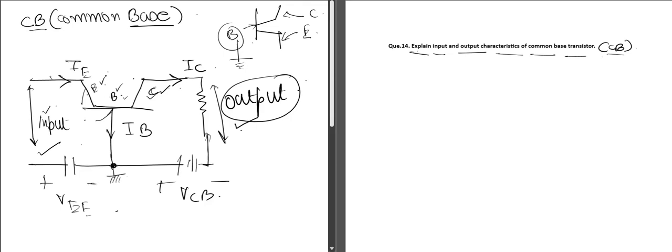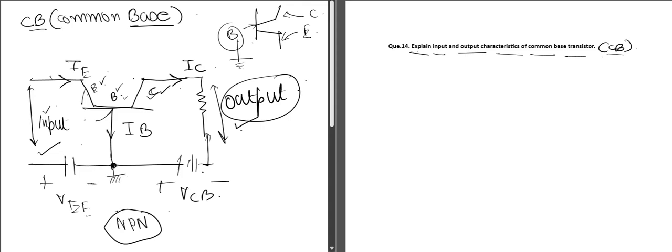Okay, so this is the NPN transistor configuration of CB mode. The input is given between the emitter and the base terminal, and the output is taken from the collector and the base terminal.